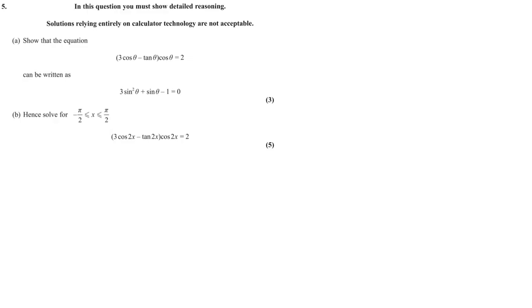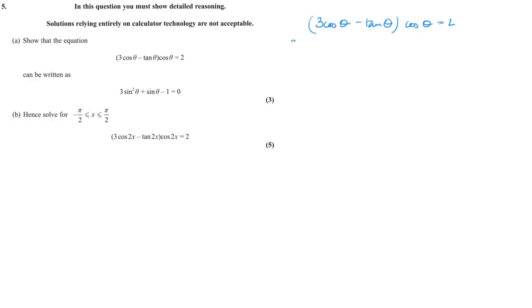Show that the equation 3 cos theta minus tan theta times by cos theta equals 2 can be written as 3 sine squared theta plus sine theta minus 1. Okay, so we've got to show that 3 cos theta minus tan theta times by cos theta equals 2 can be written in terms of sine. Okie dokie.